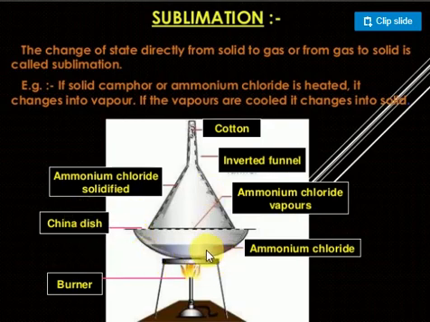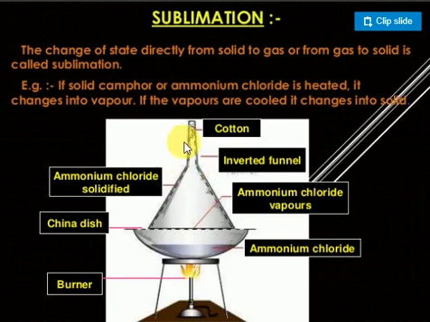In this China dish, they have placed ammonium chloride. They have taken an inverted funnel and placed cotton here. Why are they placing cotton? To prevent the escape of the ammonium chloride vapors. When heated, what happens? The solid becomes vapor. The vapor molecules slowly rise, and the solid particles settle at the walls of this funnel, undergo condensation, and become solid again.